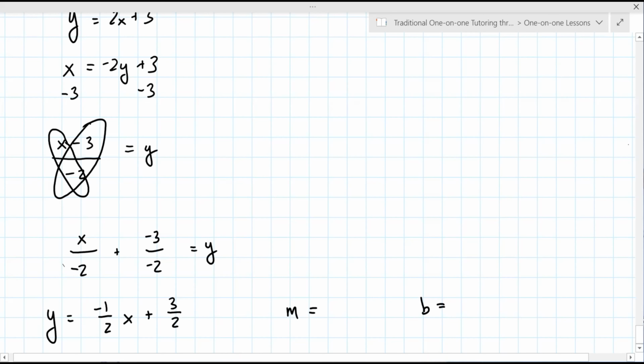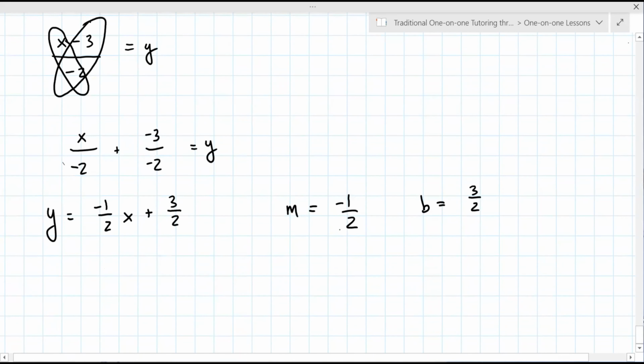So the slope is -1 over 2. Okay, and what is the b value? 3 over 2. Okay, so in terms of words, when you have a negative slope, is that up or down? Down. It's down 1, and then it's always right, whatever the bottom number is, which is 2 in this case. Down 1, right 2.